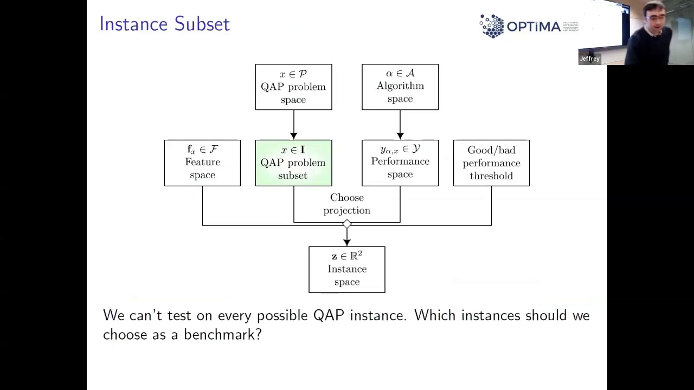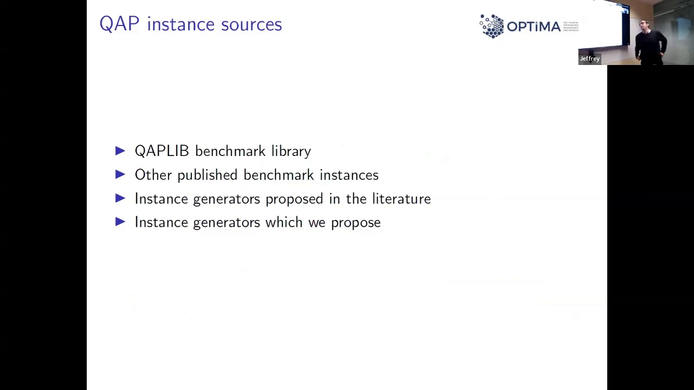Okay, so that's a brief overview of what the quadratic assignment problem is. How are we going to choose a problem subset? Now, this is fairly classical for those who've worked with instance space analysis before, or any kind of benchmarking procedure. There's several different places you can get instances from. The quadratic assignment problem happens to have a standard library, QAPLIB. There are also other published benchmark instances which haven't quite made it into QAPLIB, but are still well known in the literature. Beyond that, some authors have published instance generators. They haven't bothered to publish specific benchmark instances, but they've made the generators available.